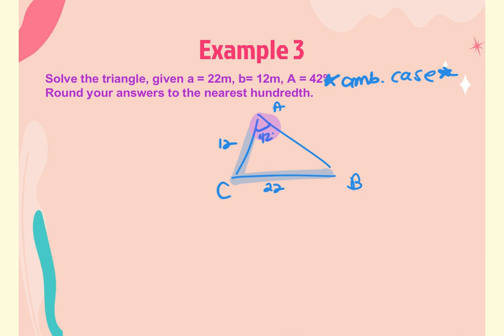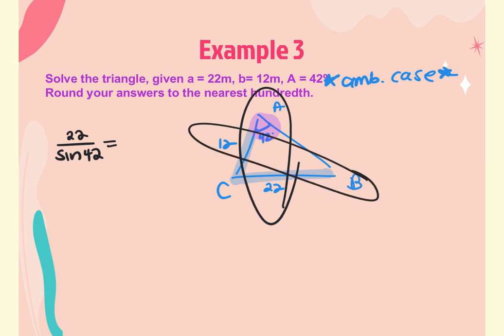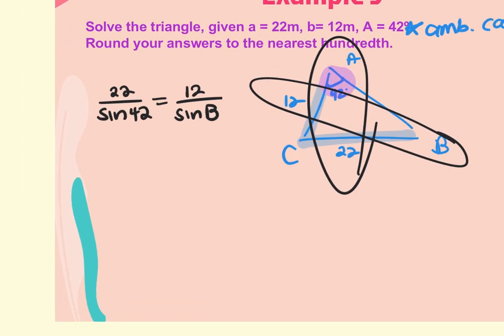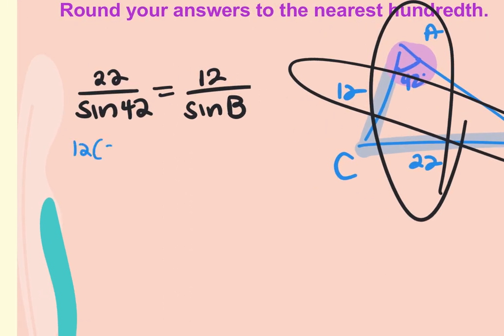But I start the same way I started last time. There is 1 complete ratio, right? I have both A's. So I'm going to do 22 over the sine of angle A, which is 42, equals the only other piece of information I have, which is side B. So I would do side B, which is 12, over the sine of angle B, which is what I don't know. Now I'm going to cross multiply. 12 times the sine of 42 would equal 22 times the sine of angle B. And I'm going to divide.